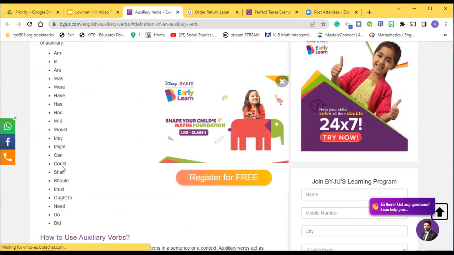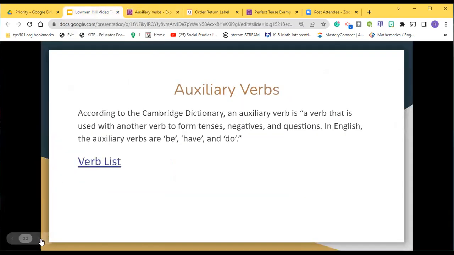So right here, my arrow is on could. I could talk to my friend after school. Should. I should clean the house. Notice how we connect those with another verb. So this is the complete list of auxiliary verbs. So if that is an area that you are responsible for teaching, here's a list that you can teach your students for auxiliary verbs.